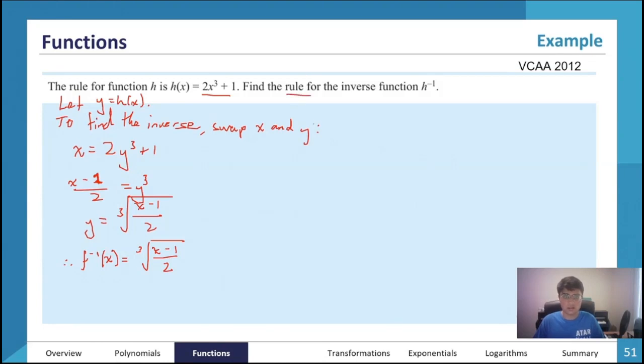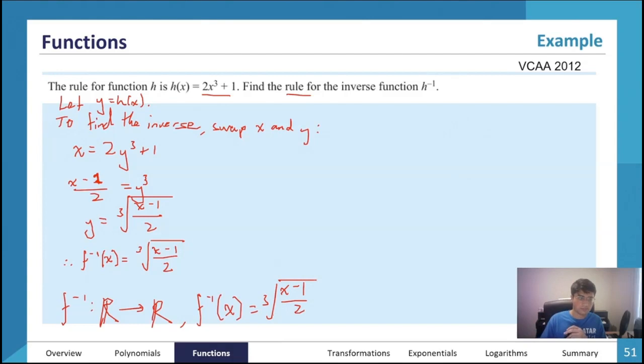Notice that it only says find the rule for the inverse function. If it tells you to define the function or define the inverse function h inverse, you also want to find the domain and write it out using function notation. Again, VCAA is very picky about this stuff. Often what separates the higher achieving students is the fact that they notice that distinction, that it's asked to define the function. In which case you would write something like h inverse going from all real numbers to all real numbers. h inverse of x is equal to the cube root of x minus 1 over 2.